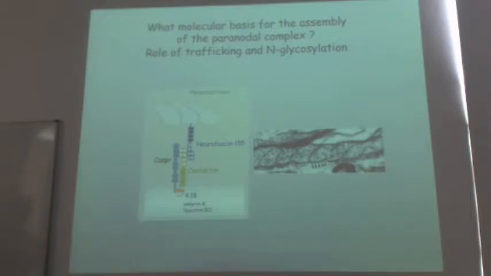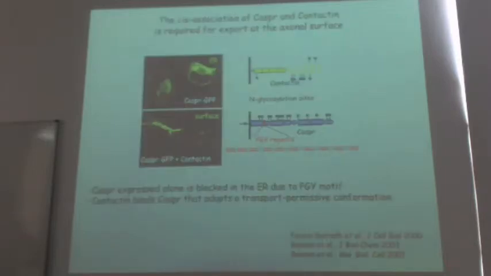So Caspr associates with Contactin, and both molecules are expressed at the level of the axon. And we showed, a long time ago, that the complex associates in cis early during the exocytosis pathway, in the endoplasmic reticulum. In fact, when Caspr is transfected alone, here in neuroblastoma cells, you can see it is blocked within the endoplasmic reticulum. And when Contactin is co-expressed with Caspr, you can see that Caspr is nicely expressed at the cell membrane.